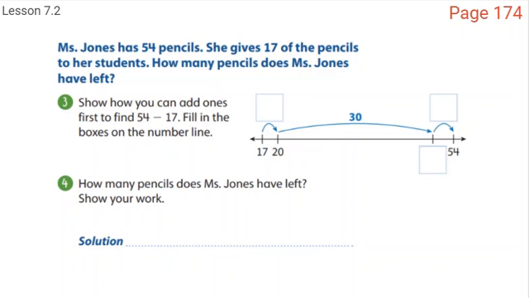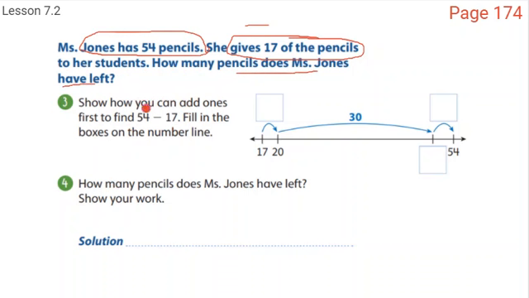Let's look at the other one here on page 174. Ms. Jones has 54 pencils. She gives 17 of the pencils to her students. How many pencils does Ms. Jones have left? So she has this many pencils. She gives 17 pencils to her students. That tells me when I see gives or loses or something, that's going to be subtraction. How many pencils does Ms. Jones have left?